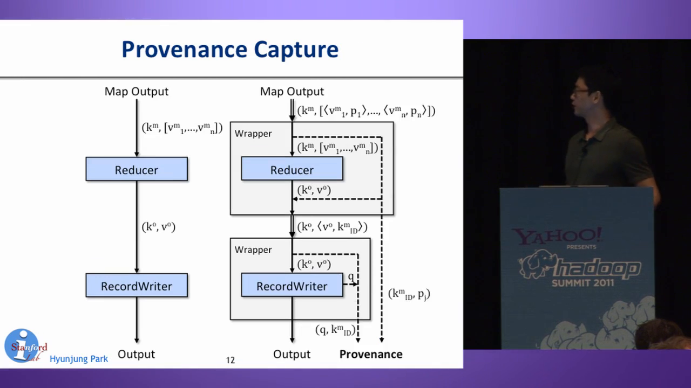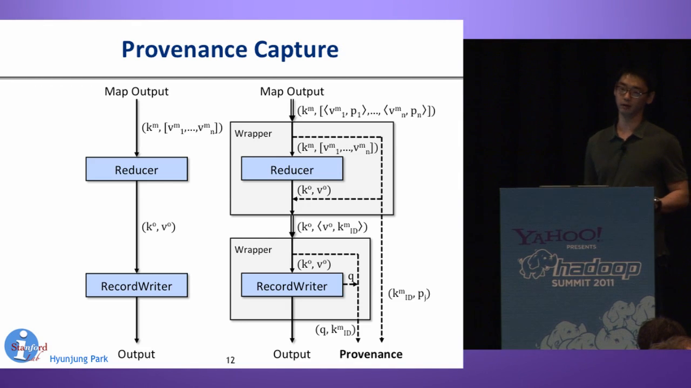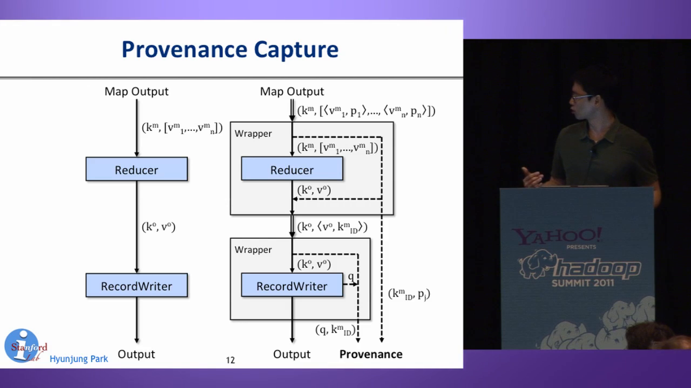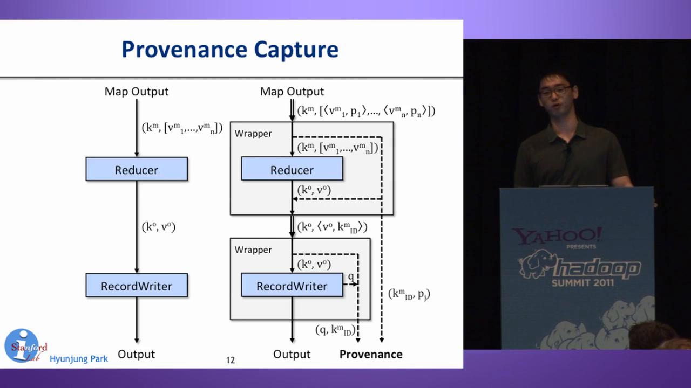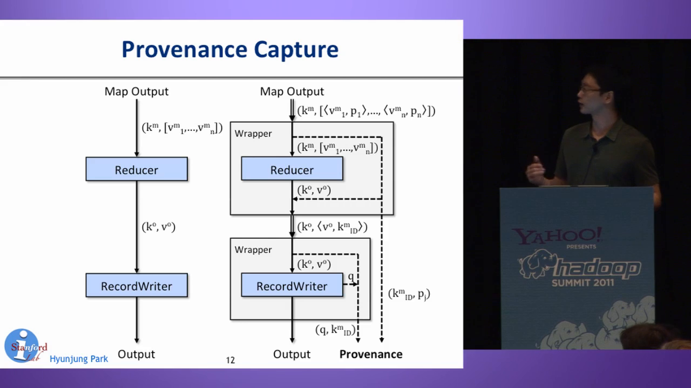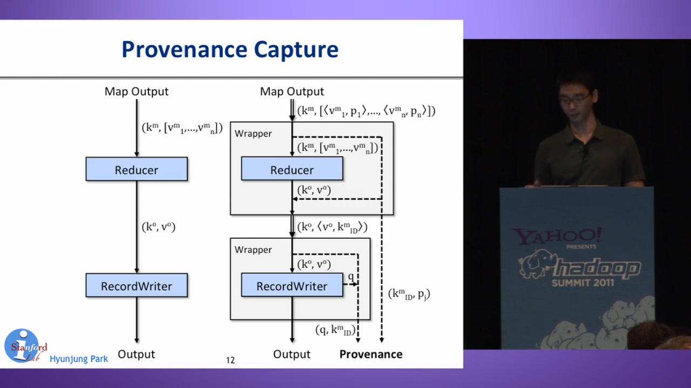After the shuffle phase, for now, let's say there's no combiner. Adding a combiner is very straightforward. So after shuffle, here's a reduce phase without provenance capture. And with provenance capture, again, both reducer and record writer are wrapped. You can see the map outputs are now tagged with the provenance information. In addition to the original output, we are going to store two more output streams for provenance.